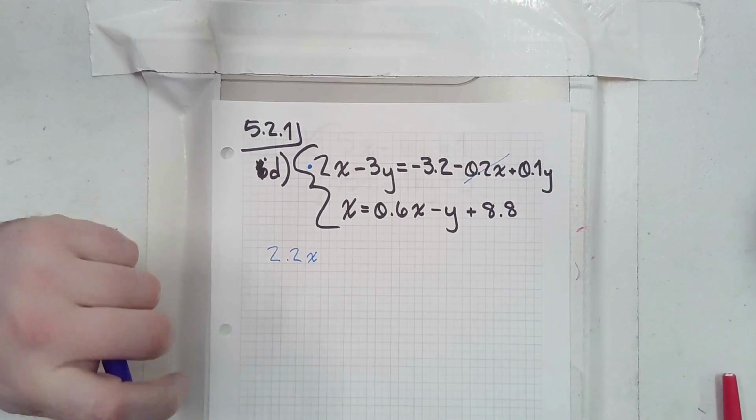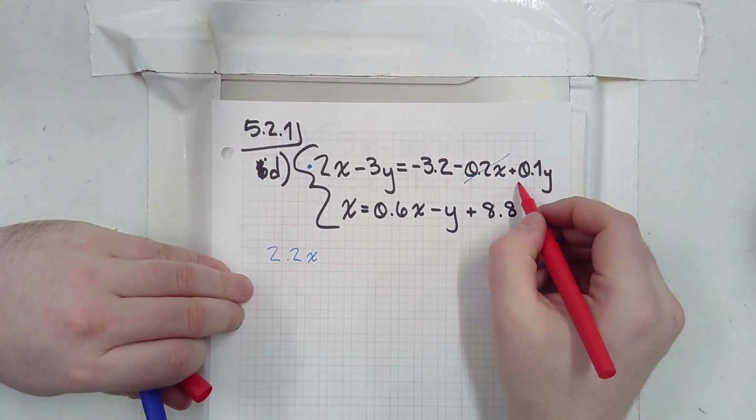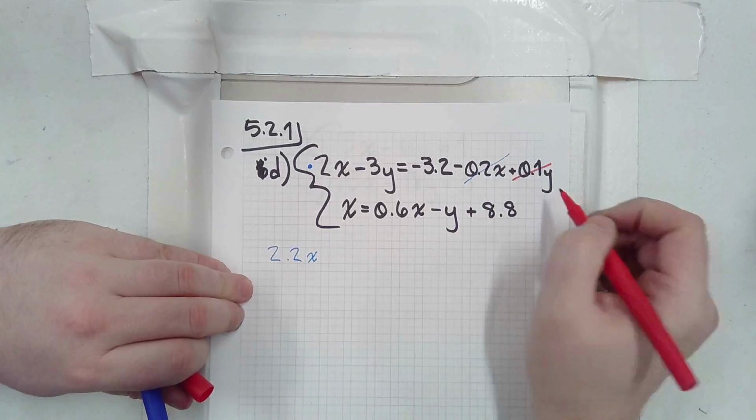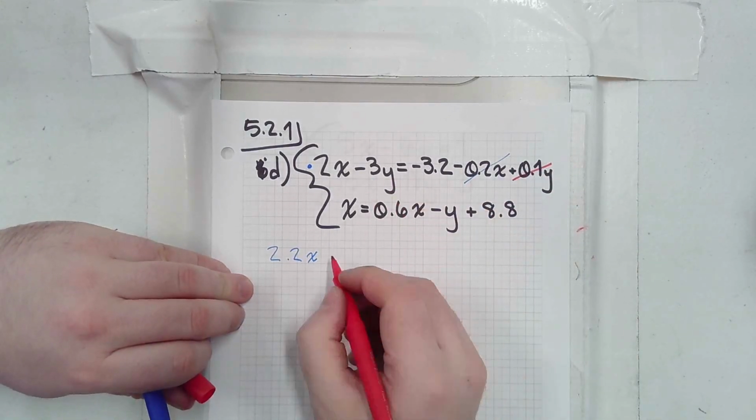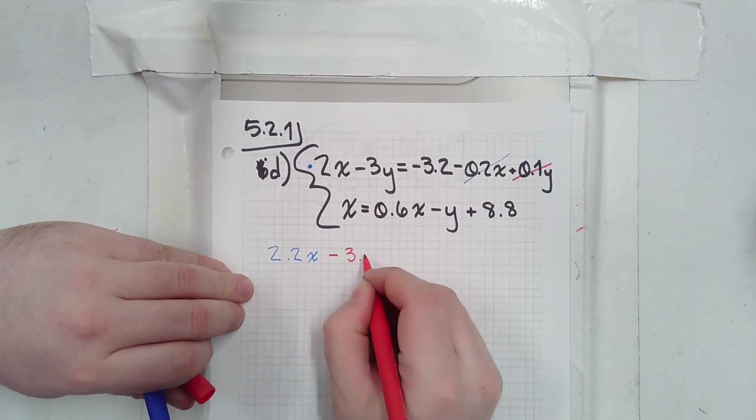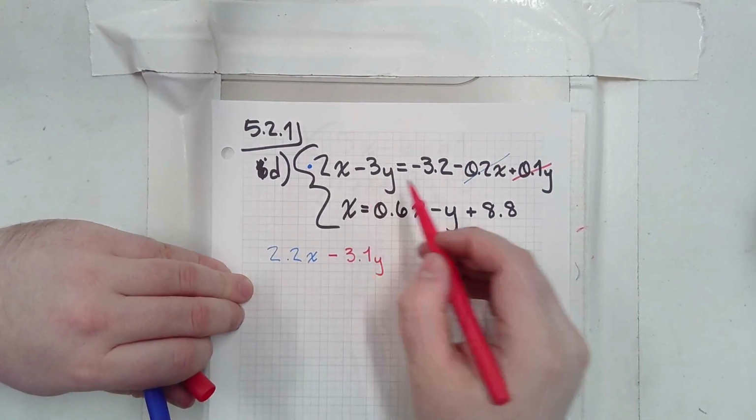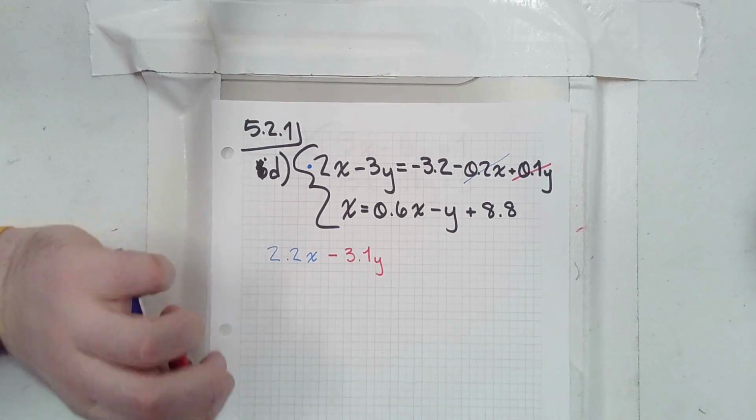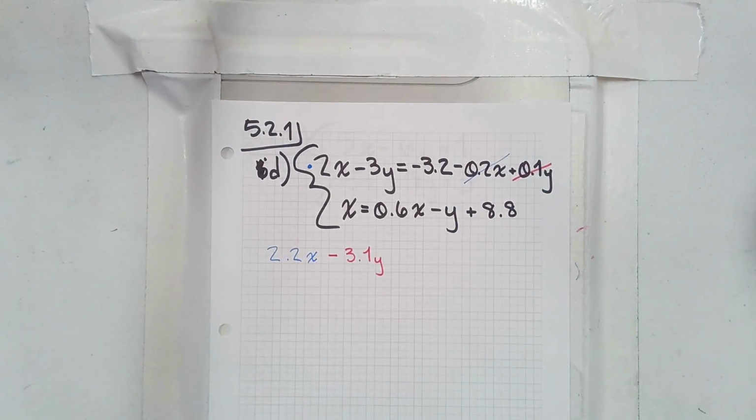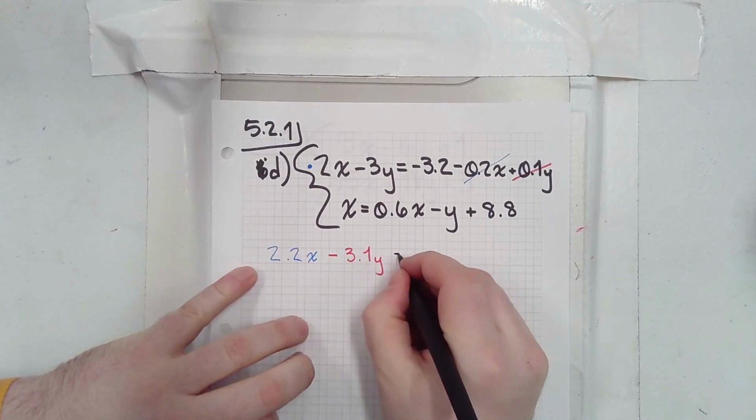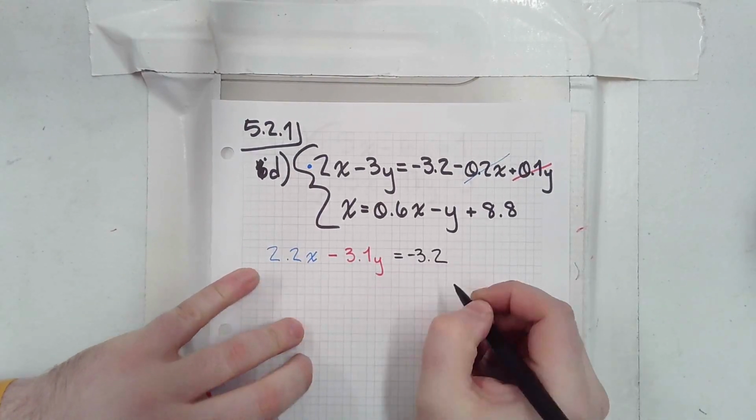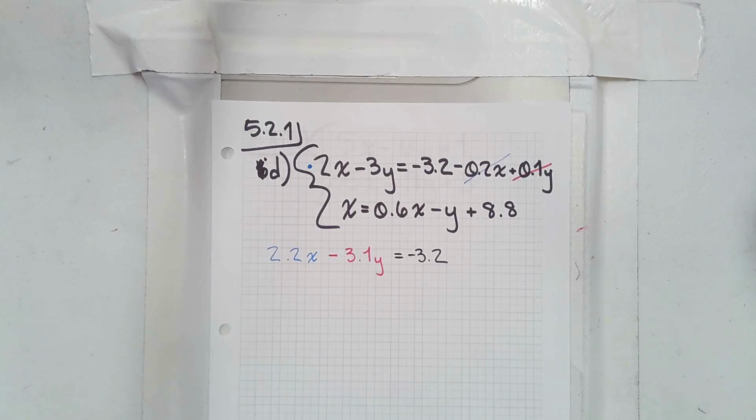If I also subtract 0.1y from both sides, that makes this go away. And if I subtract 0.1, I get negative 3.1y, right? I'm already subtracting 3. If I subtract another 0.1, I'm subtracting 3.1. And that's going to equal negative 3.2. That still looks pretty bad, but it's better than what I had.